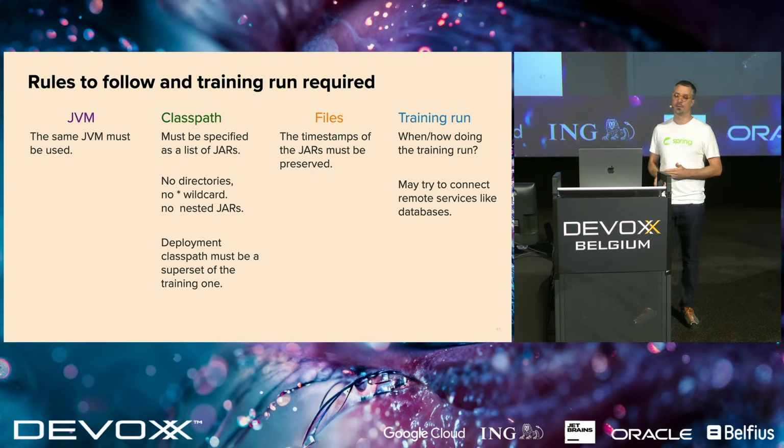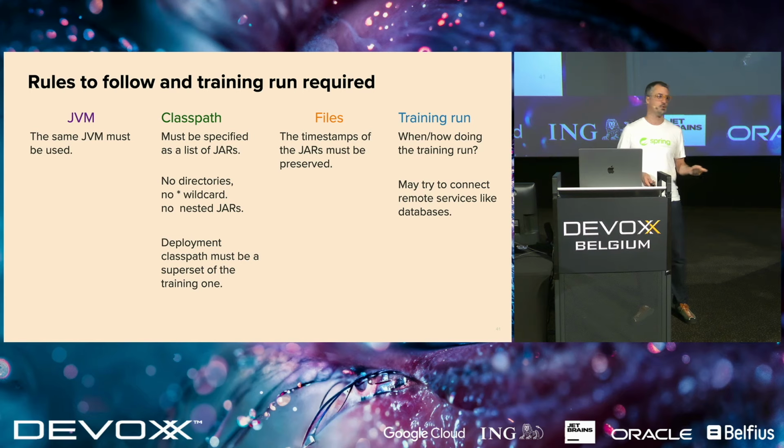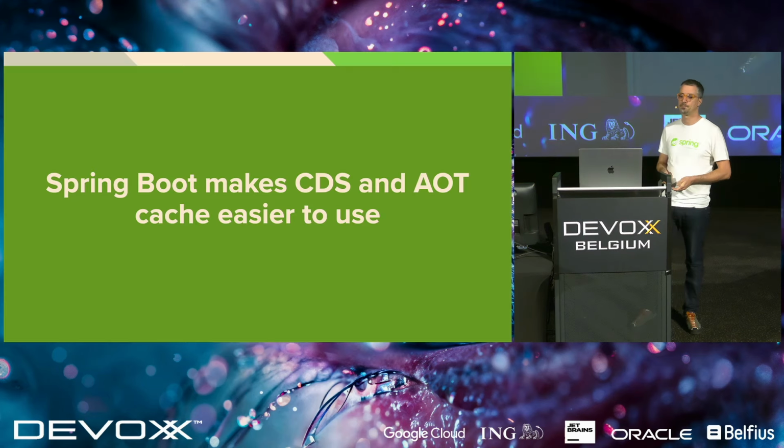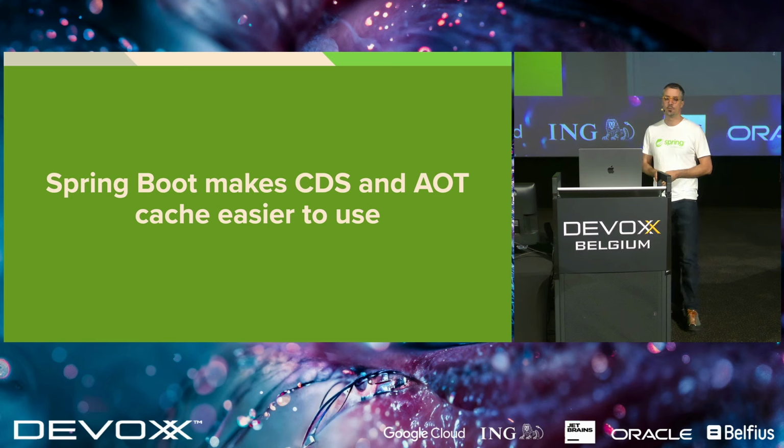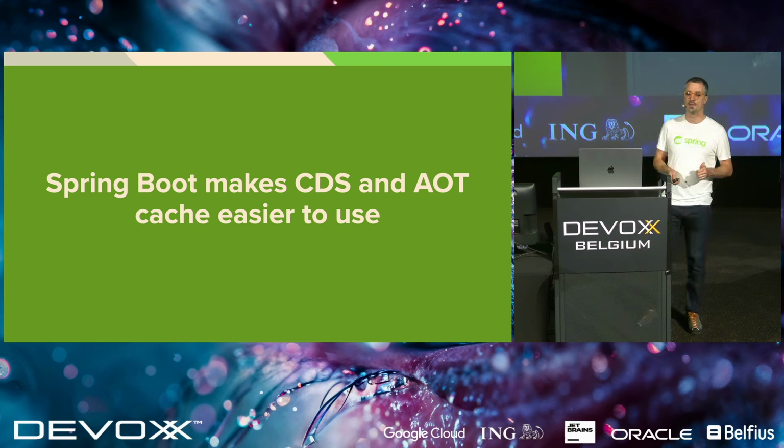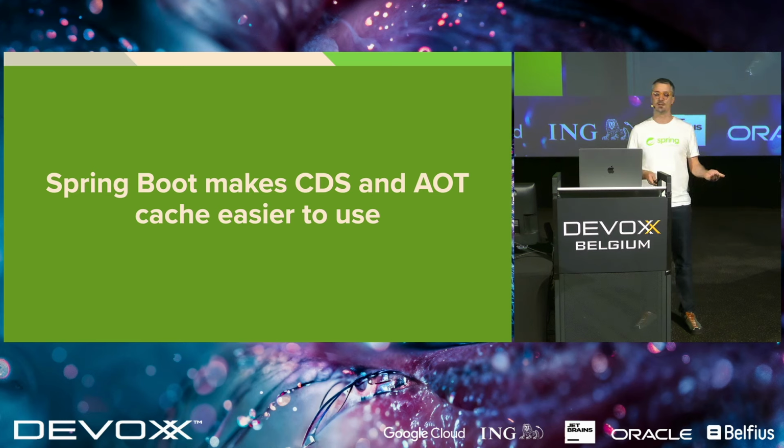The second reason, from my point of view, is the training run itself. How do you integrate that in your project lifecycle? Do you integrate that in your CI/CD pipeline? What do you do if there is a connection to remote services when you execute the training run while building your application and packaging it? It's not obvious.